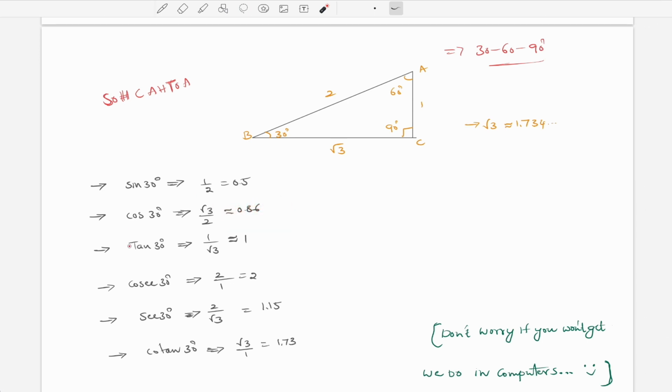After that we have tan. What is tan here? Tan is opposite side by the adjacent side, right? What is the opposite side? 1. What is the adjacent side? Root 3.